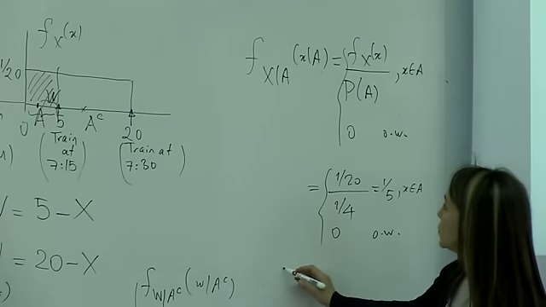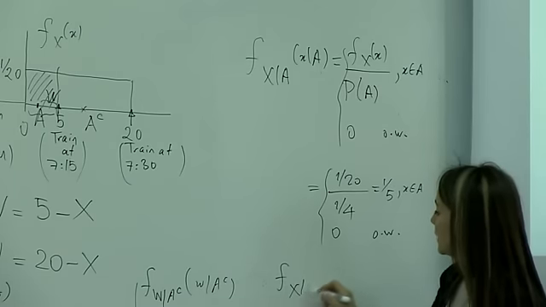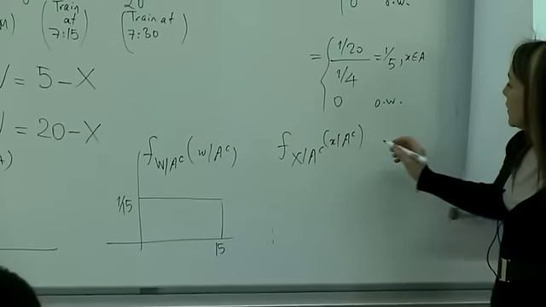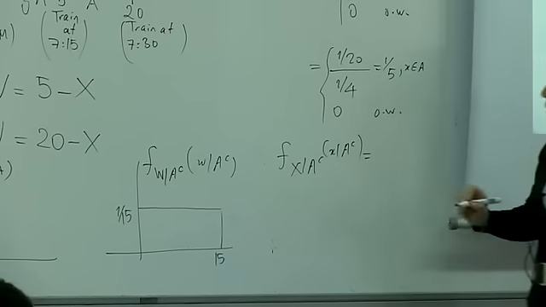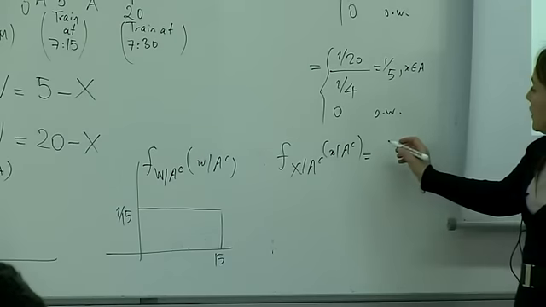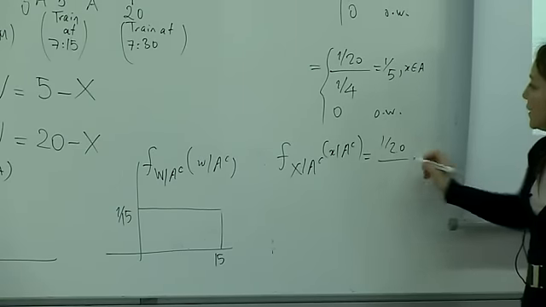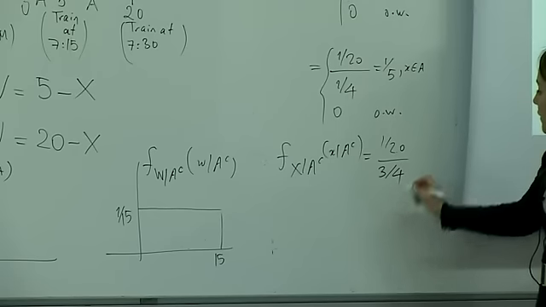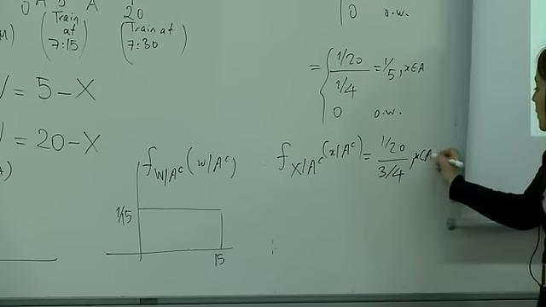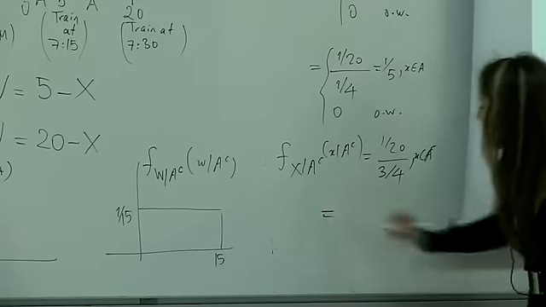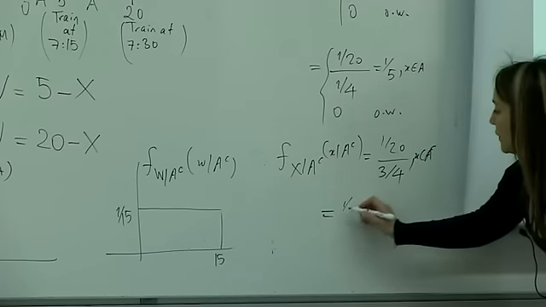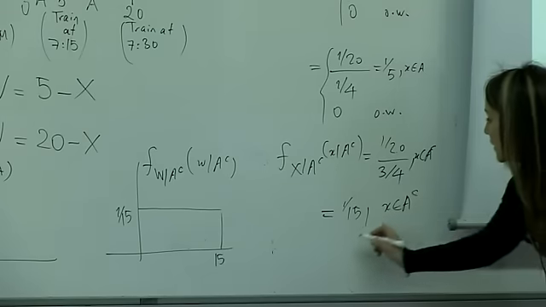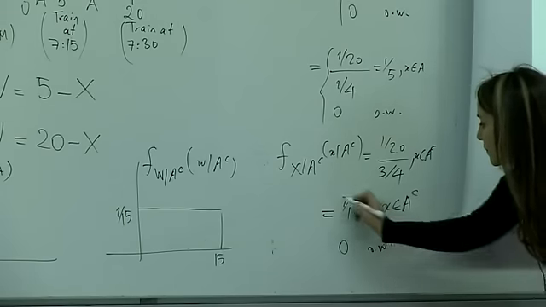Let's also compute f X given A complement, which is 1 over 20 divided by the probability of A complement, which is 3 over 4, if x is in A complement. Okay? So that is equal to 1 over 15 if x is in A complement and 0 otherwise.